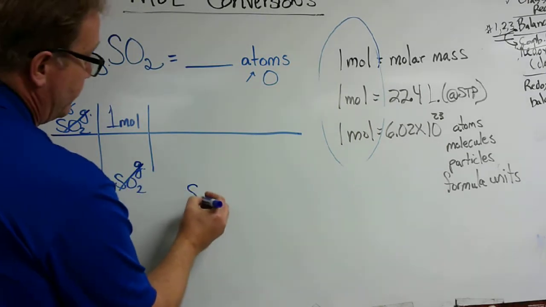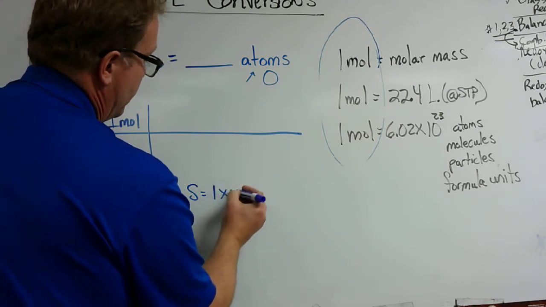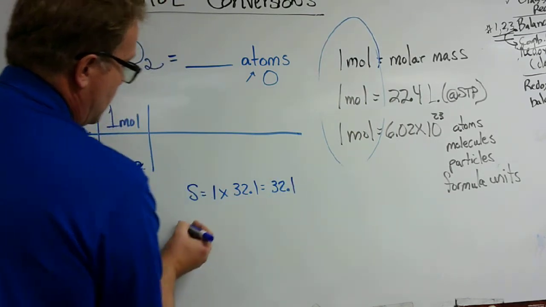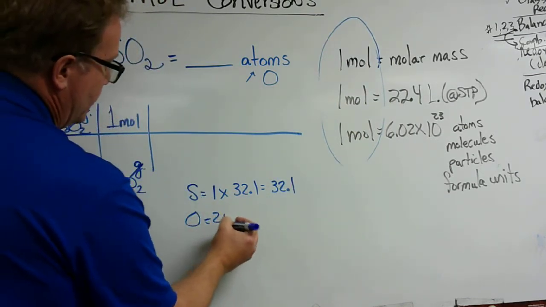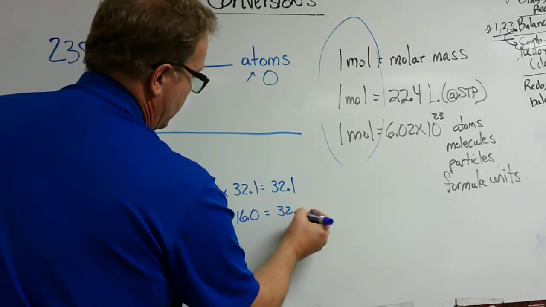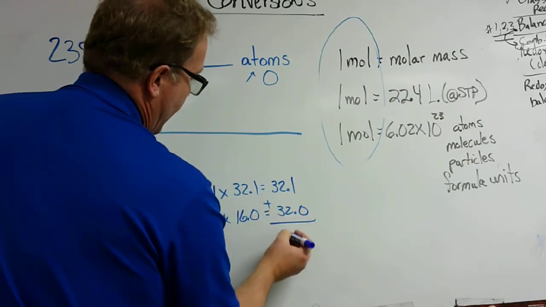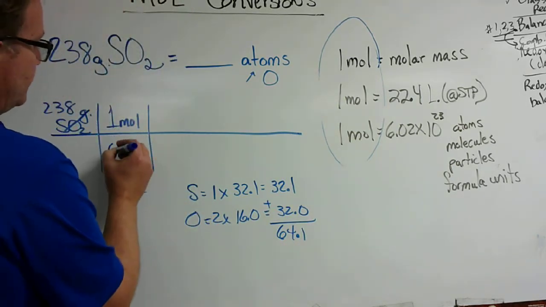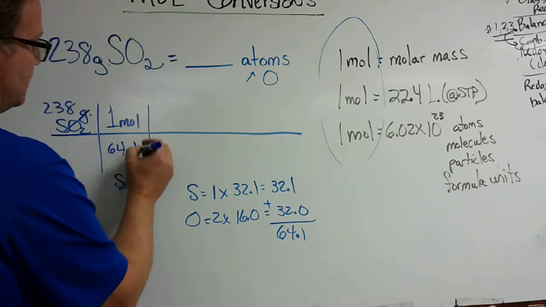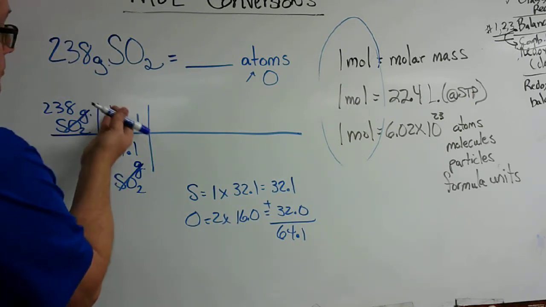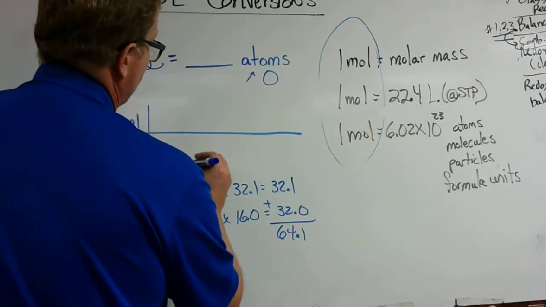Now we know S has a mass of 32.1. And then I have 2 oxygens with a mass of 16.0, which is 32. Total mass added up is going to be 64.1 grams, which goes here. We got to keep going, so we know that we're going to have to cancel that one out, so we're going to go mole at the bottom.